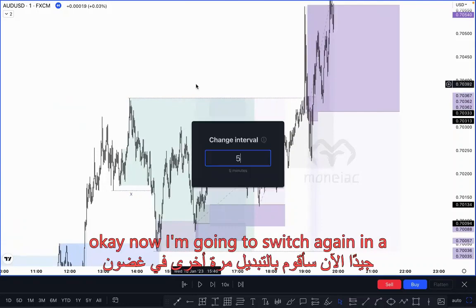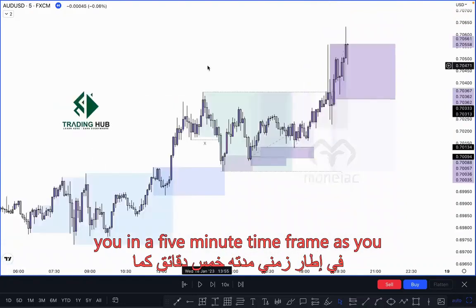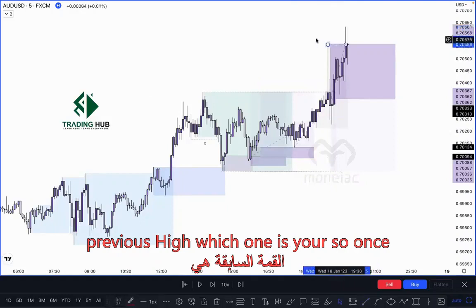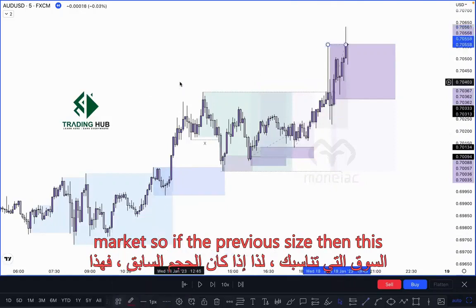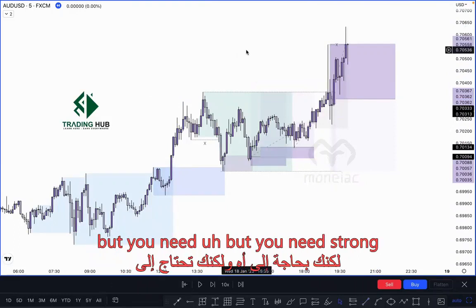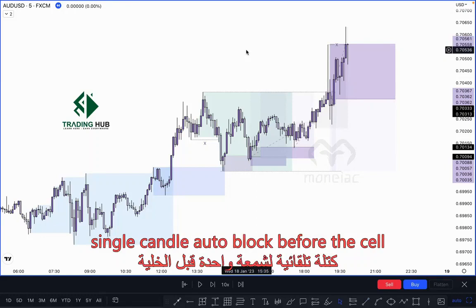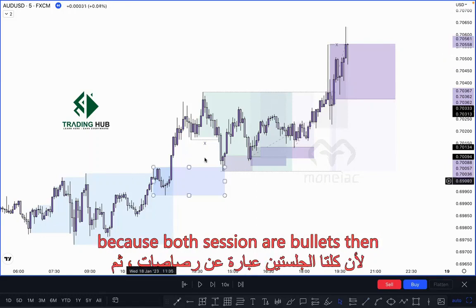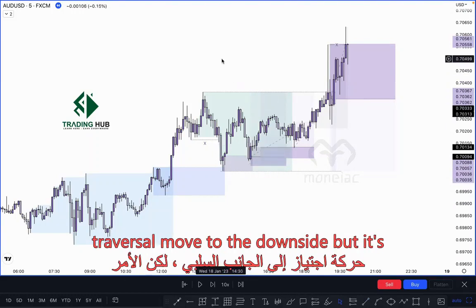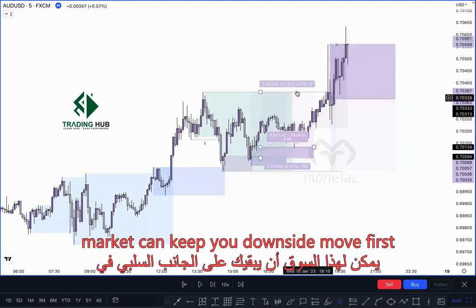Okay, now I'm going to switch again to the 5-minute time frame. As you can see here, the market again swept the previous high, which is here. Once the market sweeps the previous high, this is a strong indication that the market is actually looking for a downside move. But you need strong confirmation before the sell. We need a single candle order block before the sell, because both sessions are bullish, then New York will definitely give you a reversal move to the downside. But it's all about probability, not 100%, though there is a very high chance that the market can give you a downside move.